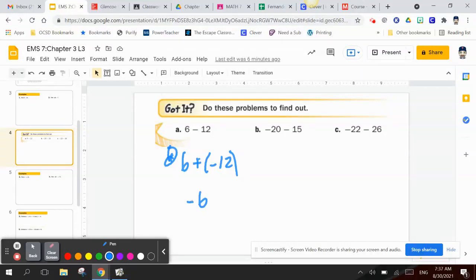Letter B, negative 20 plus a negative 15. Both are negative, so we add the numbers together. 20 plus 15 is 35. And they're both negative, so the answer is negative. Same thing with letter C. Negative 22 plus a negative 26. Since they're both negative, we add those numbers together. So 26 plus 22 is 48. And they'll both be negative, so my answer is negative.